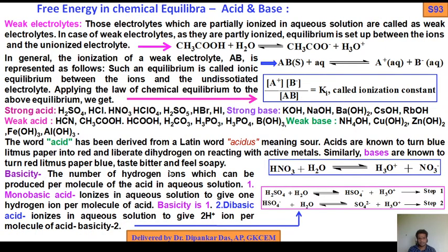Next, weak electrolyte. Those electrolytes which are partially ionized in aqueous solutions are feebly dissociated into ions. Those electrolytes which have a tendency to dissociate to a very little extent are called weak electrolytes. In case of weak electrolytes, as they are partly ionized, equilibrium is set up between the ions and the unionized electrolyte.